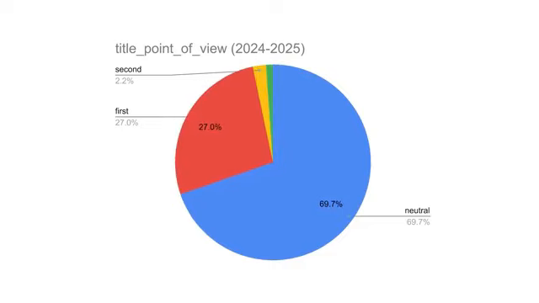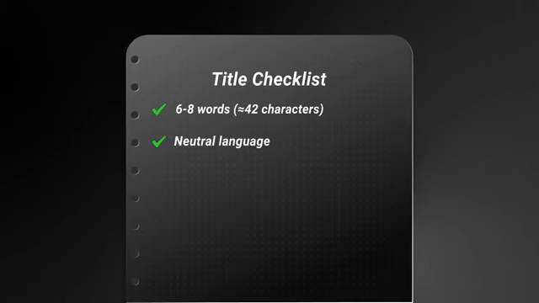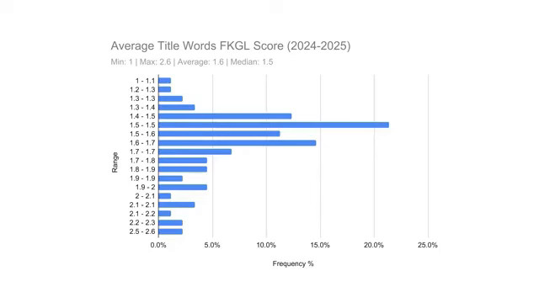So if we're building out our checklist strictly based on the data, you should use non-personal language, but unlike with thumbnails, it looks like you can also get away with first person language. Now, when it comes to readability, the majority of titles seem to sit between 1.4 and 1.7, the average being 1.6, meaning again, simpler is better.